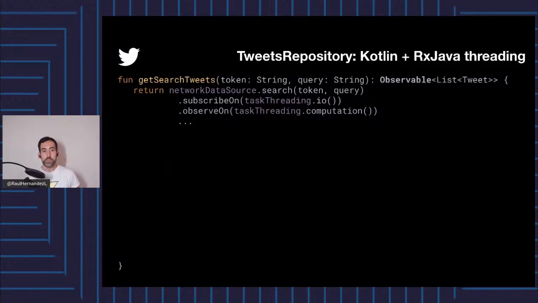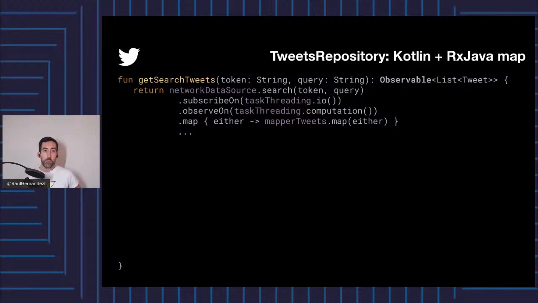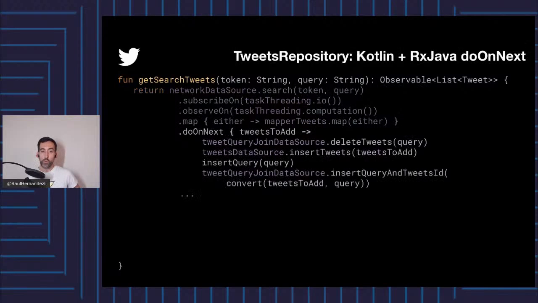Now, the method that I use is get search tweets with the token and the query, returning an observable with a list of tweets. So we'll use the network data source in the repo by searching the query, passing the token to authenticate this request to the network. And then we'll subscribe on IO because this is an input-output operation. And we'll observe on computation if we need to do any operations later on in the computation thread pool. We'll map those results with the mapper, getting those results back from the Either operator from the Arrow library. And then we'll do a doOnNext with the tweets we want to add to the database.